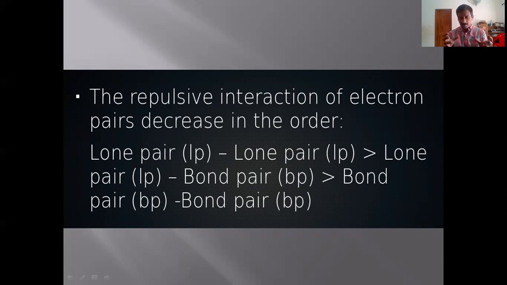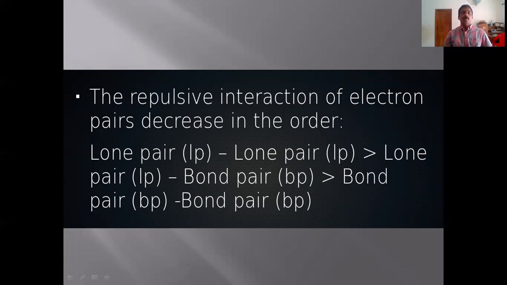So if we examine the electron pair repulsions, we can see the maximum is between 2 lone pairs, and the minimum is between 2 bond pairs. And the repulsion is decreasing in the order: lone pair repulsion is greater than lone pair bond pair repulsion, which is greater than bond pair repulsion.